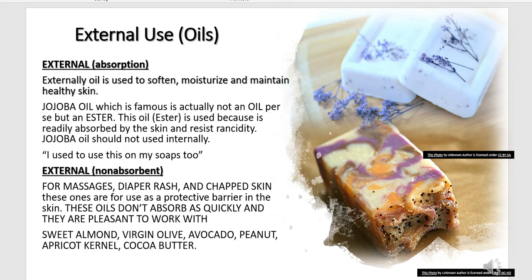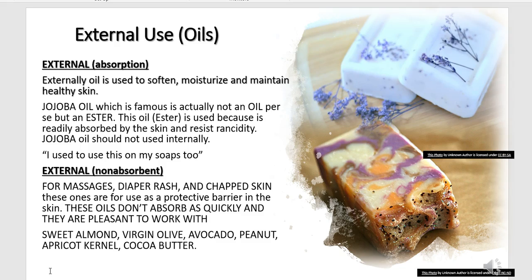In the previous lesson, we learned about internal uses of oils. In this lesson, we begin by following some more ingredients, such as oils, but this time as an external use. Externally, oil is used to soften, moisturize, and maintain healthy skin. Does that sound familiar? Well, of course, look at the picture on the right.